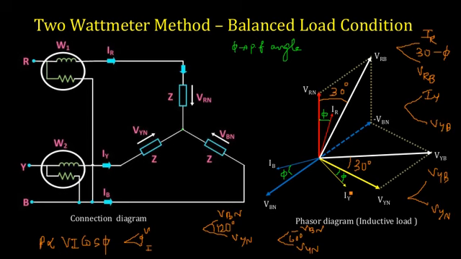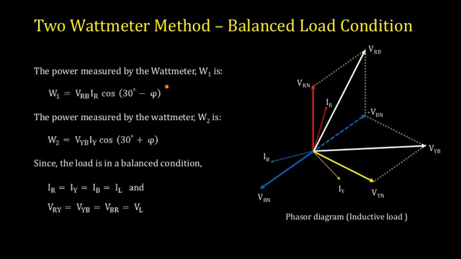What will be that? IY and VYB. That will be 30 plus 5. Okay, so these are the angles that you need to establish from the phasor diagram. Now the power measured by the wattmeter W1 is VRB IR cos 30 minus 5. So this angle is 30 minus 5, and the power measured by W2 is VYB IY cos 30 plus 5. So this angle will be 30 plus 5.